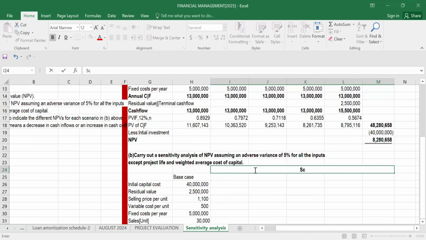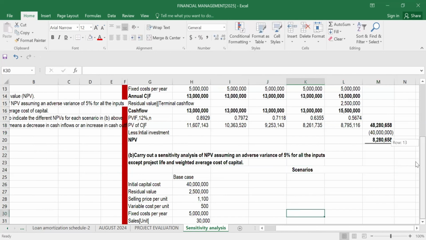A number of scenarios. So basically, we are going to start with the first variable here, that is the initial capital. For the initial capital, I will assume it will have an adverse variance of 5%. By saying that the initial capital will have an adverse variance of 5%, what does that mean?